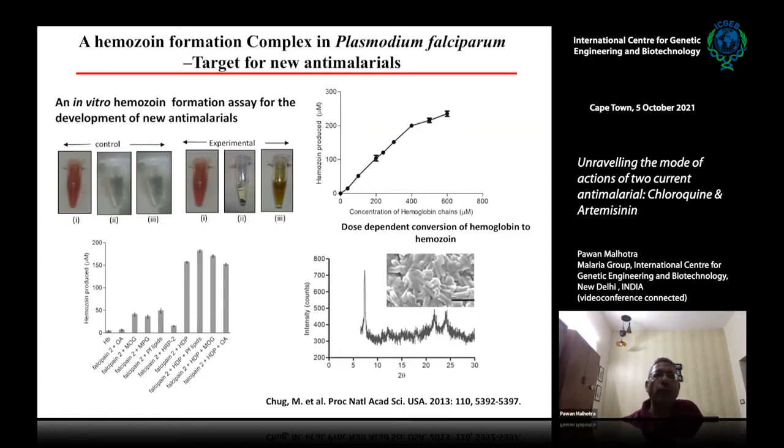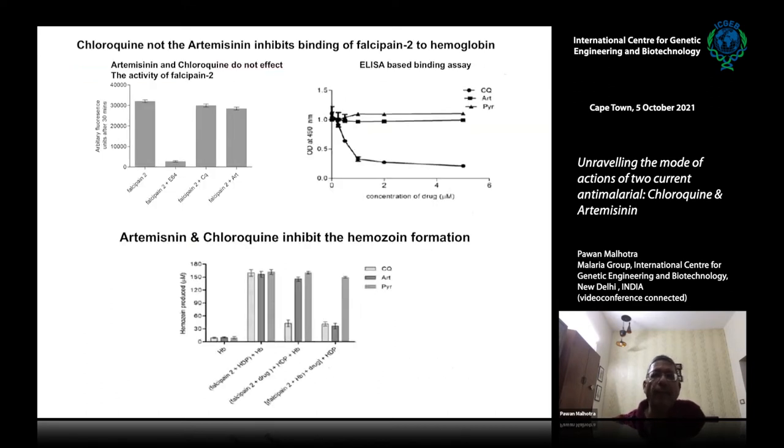So we were able to recapitulate the process, not with the efficiency that happens in the parasite, because we only used 2 recombinant proteins, but we were able to recapitulate the whole process of hemozoin formation in an Eppendorf tube. We did thousands of reactions to show how this hemozoin formation occurs. And then, based on the hemozoin formation, we tried to find out how chloroquine and artemisinin act and block the hemozoin formation. Since we had these three reagents with us, we tried to block this process.